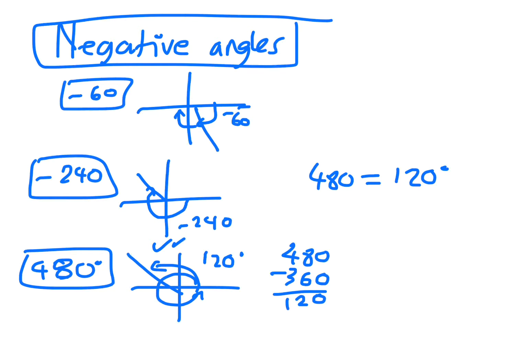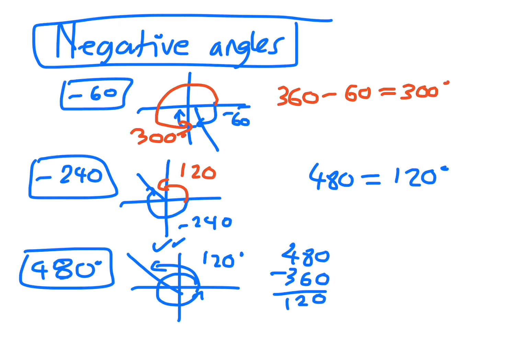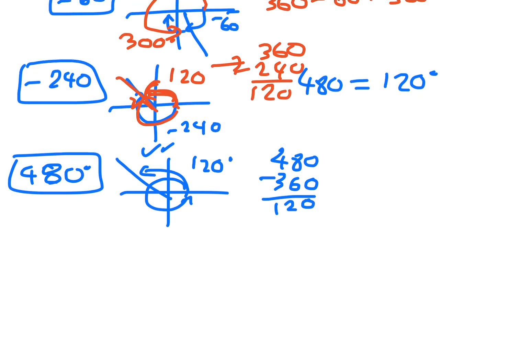Now with these negative angles, minus 60 is equivalent to coming around the other side and going 300. And minus 240 is equivalent to going 120. If you just went 360 minus the 60, that would give you 300, the equivalent positive angle. And if you went 360 minus 240, that would give you 120. That would give you the equivalent amount of turning, so that if you turned in the opposite direction, you would end up in the same place as someone who turned minus 240.